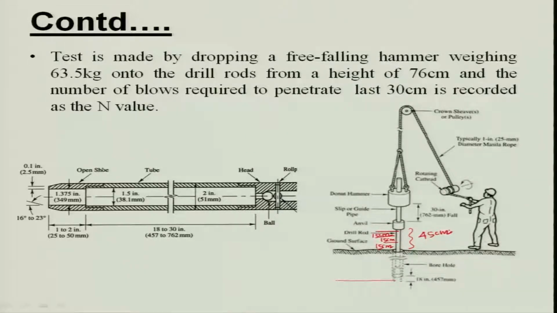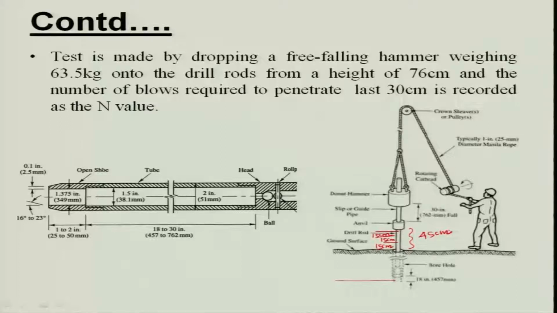Generally the first 15 centimeter of penetration is left out. Why? Because it carries any kind of seating load or unevenness of the soil, or disturbance because you are making a borehole here. So it is not possible to give the exact N value properly. That is why the first 15 centimeter is discarded, and the last 30 centimeter is recorded as the N value.